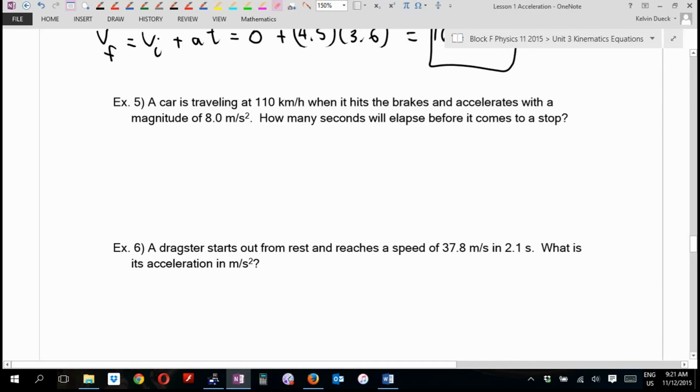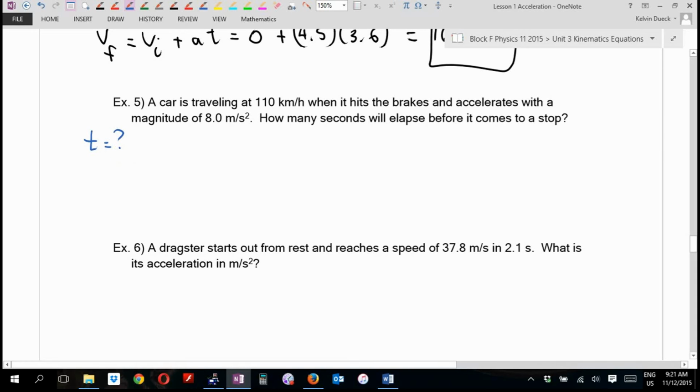Example 5. A car is traveling at 110 kilometers per hour when it hits the brakes and accelerates with a magnitude of 8 meters per second squared. How many seconds will elapse before it comes to a stop? What's this question asking me to find? T? Okay.